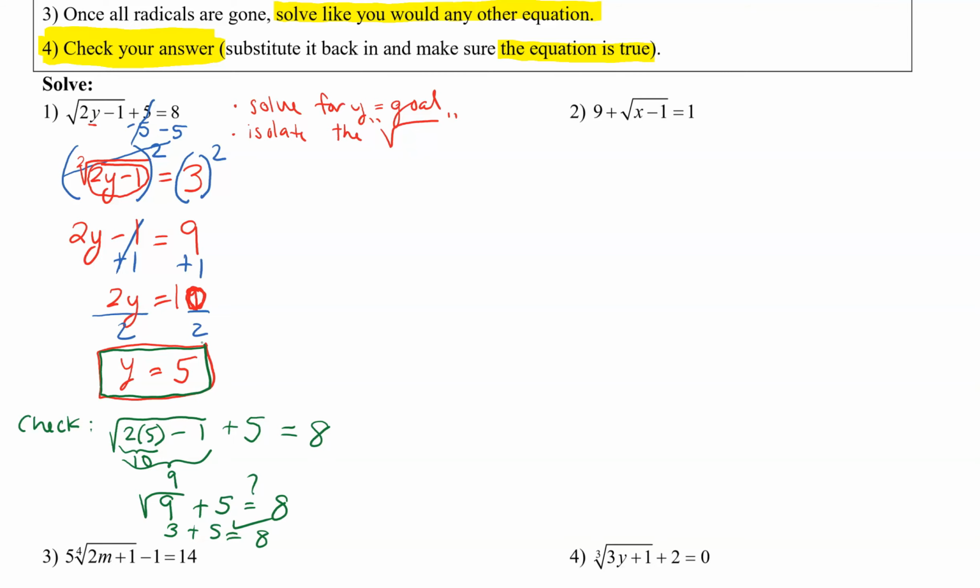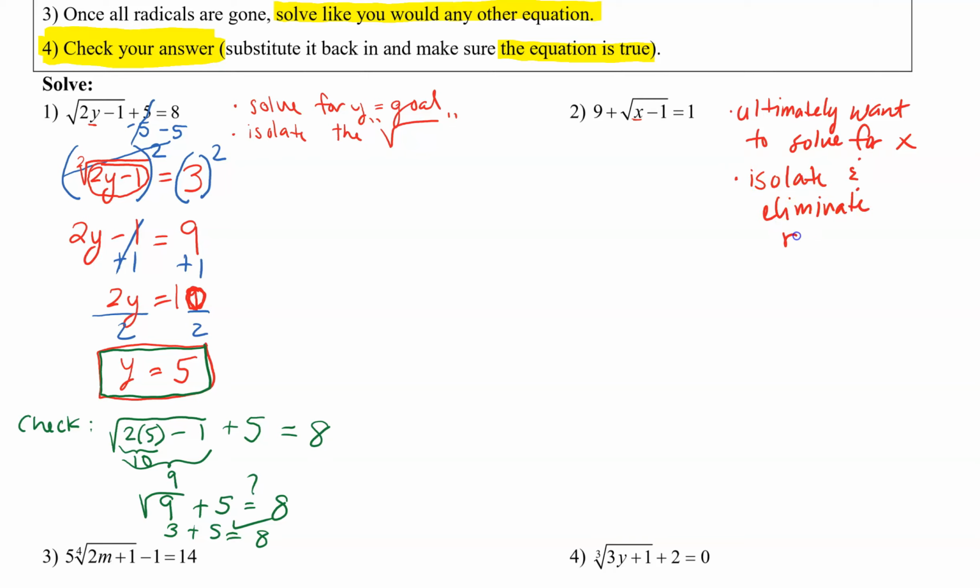Okay, so let's move over to number 2. Number 2 starts out very similar. I've got a square root. My variable that I'm trying to solve for is underneath that square root. So ultimately I want to solve for x, but I can't do that until I get it out from under the radical. So I need to isolate and then eliminate the radical.